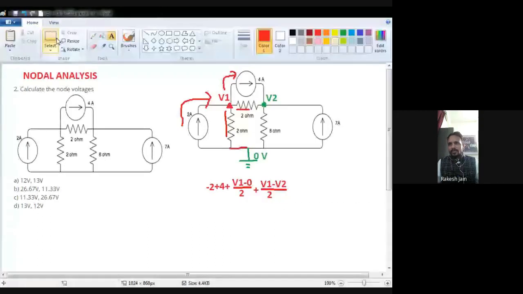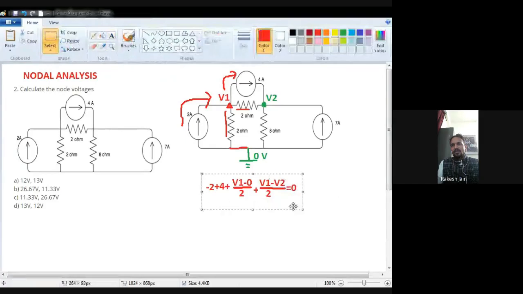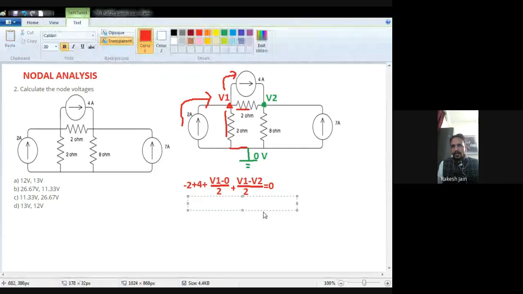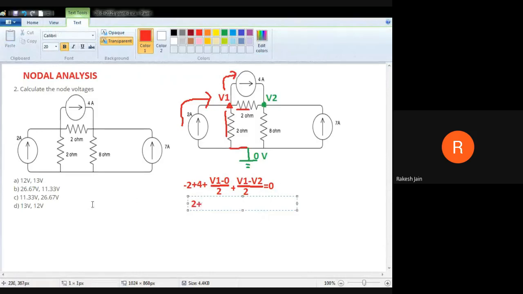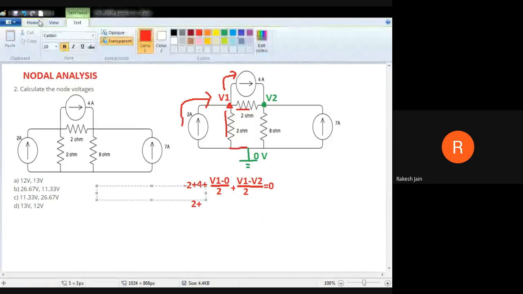That's why V1 is positive, and the value of the other node voltage is negative, divided by the value of the resistance. The resistance is 2 ohm, so 2. Now no other branch is connected with this node, so the equation is ended. So write equal to 0 at last. Okay. So this is the equation which I find from the calculation of this first node V1.